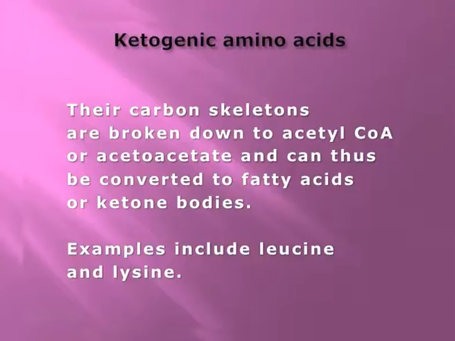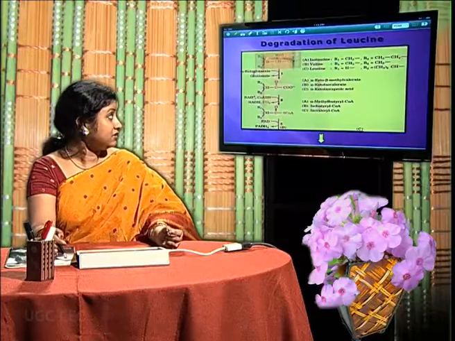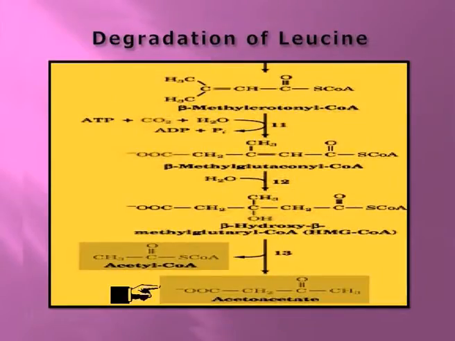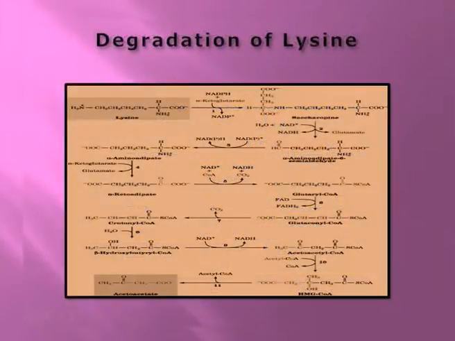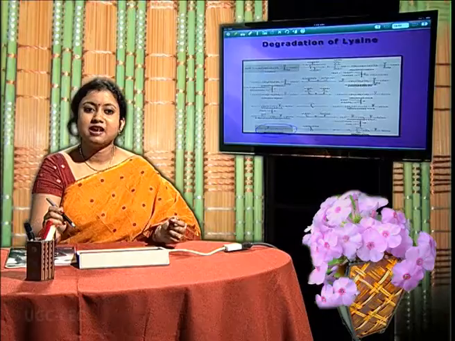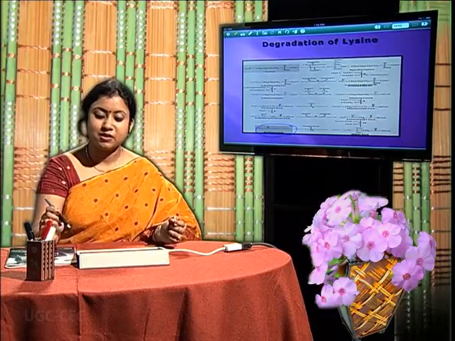Now ketogenic amino acids are those amino acids whose carbon skeletons can be converted to either fatty acids or ketone bodies. Two amino acids fall under this category, which are lysine and leucine. Now here in this particular diagram we can see how leucine follows a multi-step pathway and ultimately it is converted to acetoacetate, which is a ketone body. Again, lysine follows a multi-step pathway and it is ultimately converted to acetoacetate, which is a ketone body. So both these amino acids generate ketone bodies and hence these are called ketogenic amino acids.